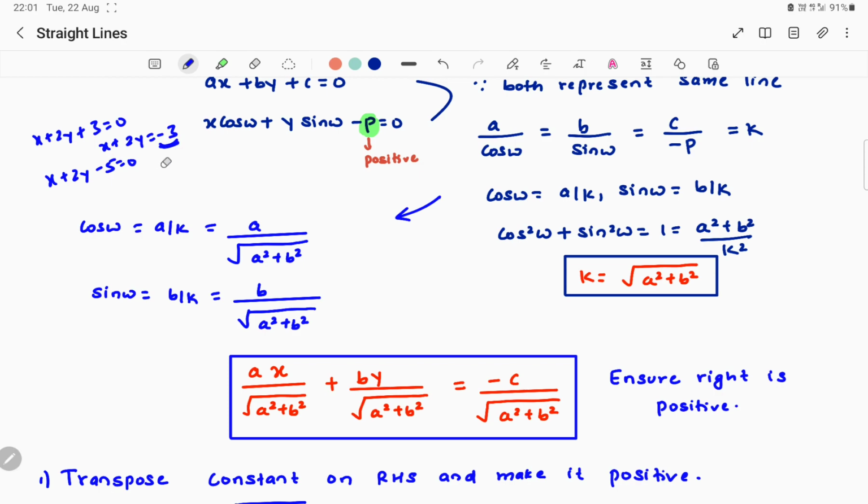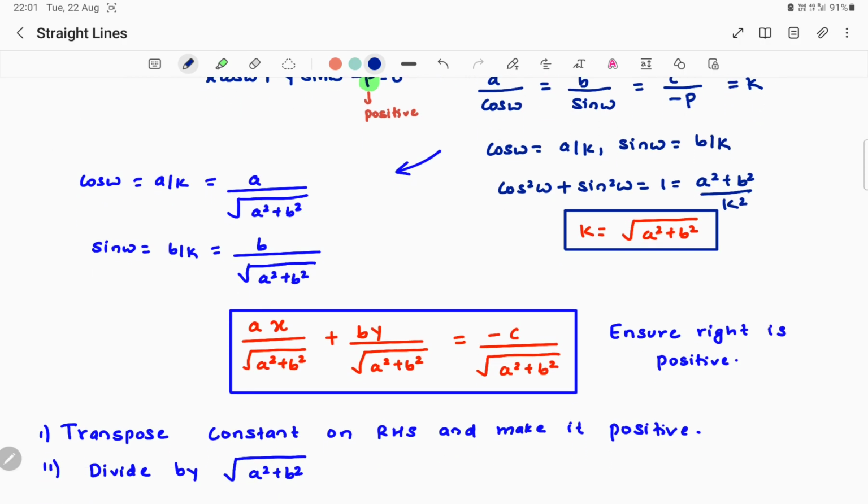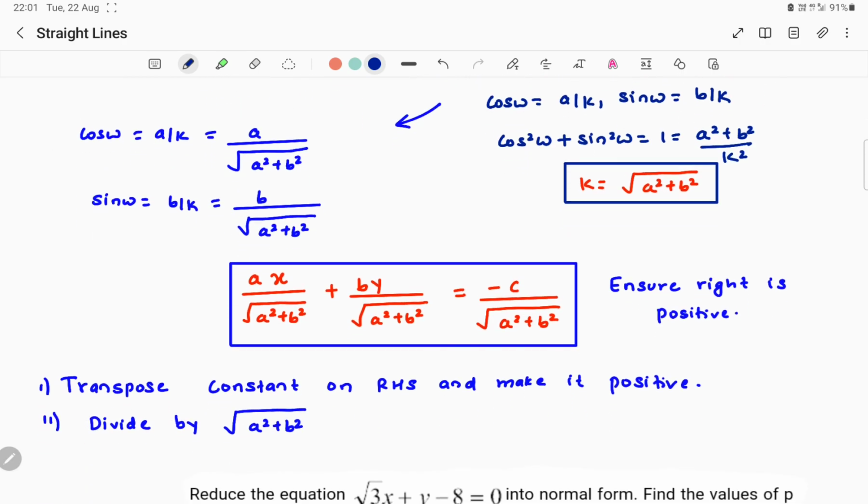You can't erase this minus, isn't it? So use a mathematical operation and multiply by minus on both the sides. So this will be minus, this will be minus, and this will become plus. Whereas in the second equation, you get x plus 2y equal to 5. So automatically the 5 is positive, isn't it? So now you don't have to do much. So step number 1 is that you send the constant on the right side and ensure that the constant is positive.